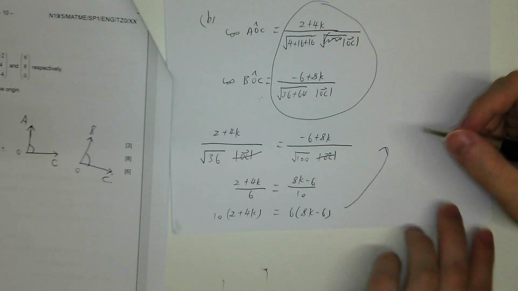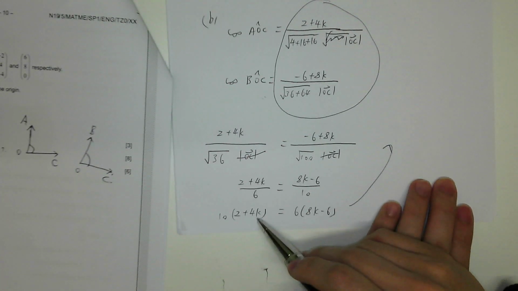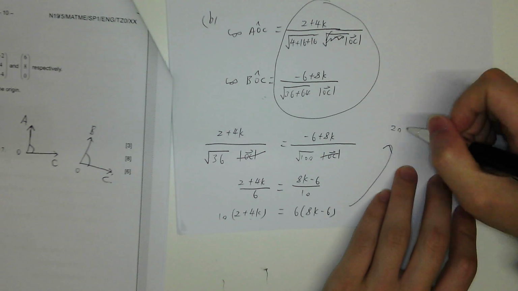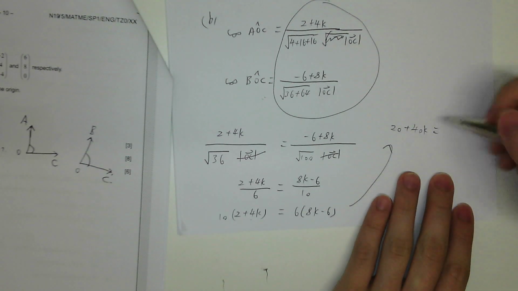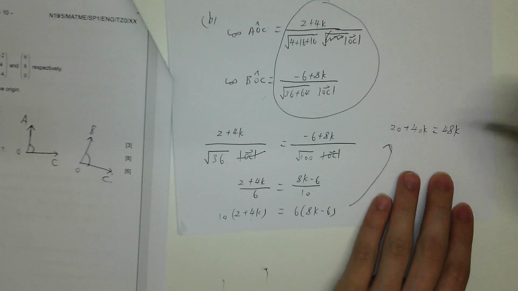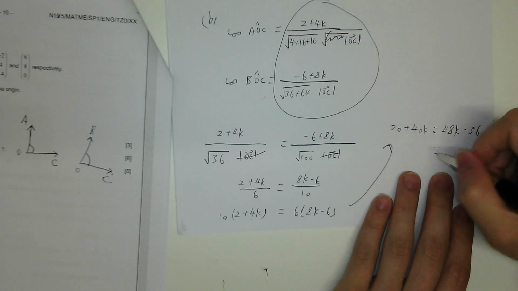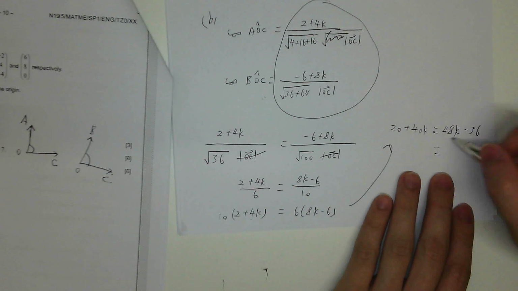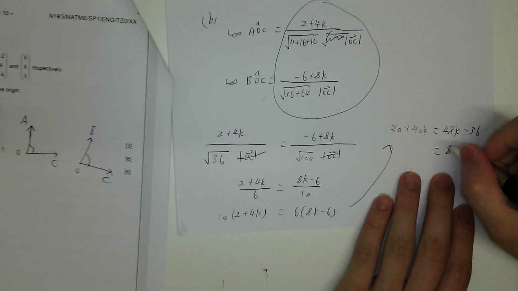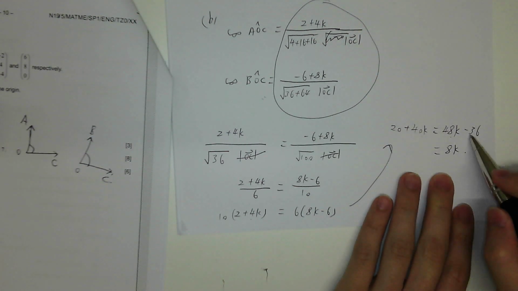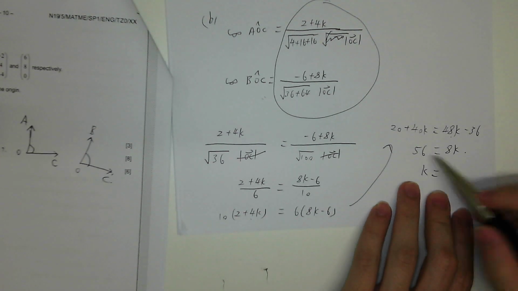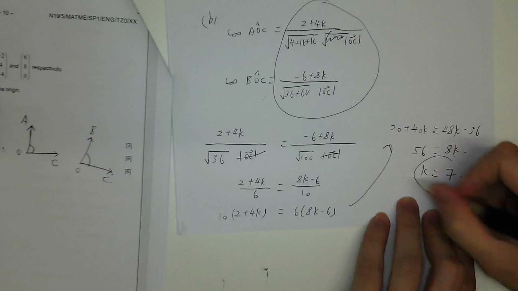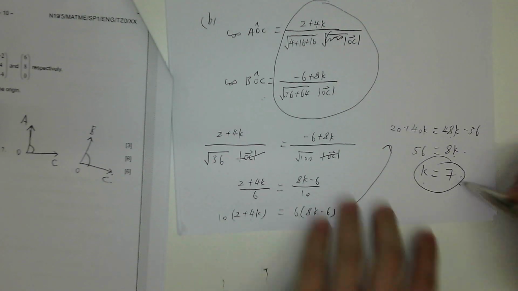Okay, and then 20 plus 40k, 48k minus 36. So 48 minus 40, so 8k, 20 plus 36, 56k. So 56 divided by 8 is 7. So that's how you show k equals 7.